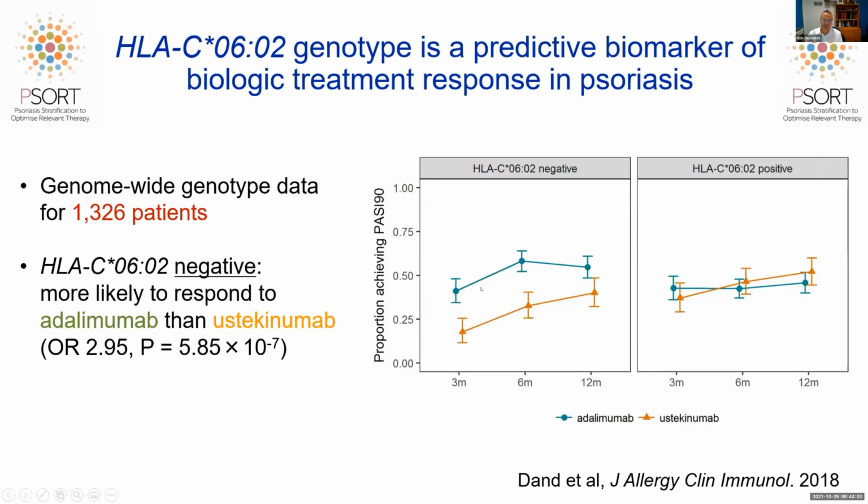So you can see there's a separation of these lines here measuring PASI 90 at a number of different time points, showing that patients who are HLA-Cw6 negative in general do better with adalimumab than with ustekinumab. And this was further exemplified by different PASI outcomes all finding the same, and the difference got wider when we looked at patients with psoriatic arthritis.